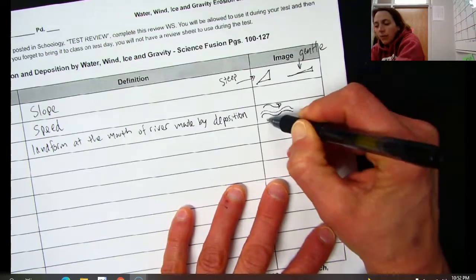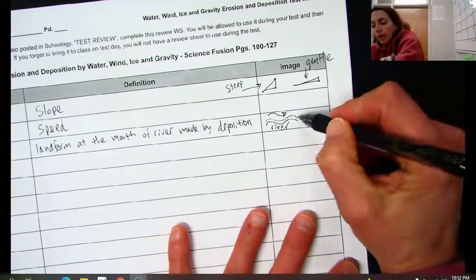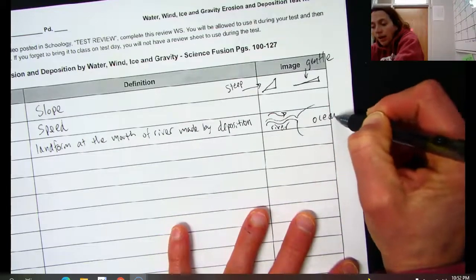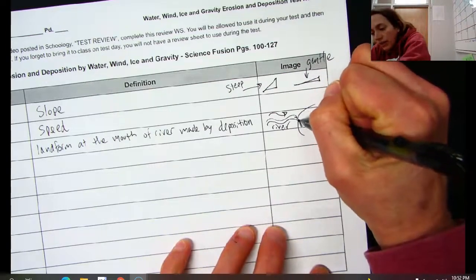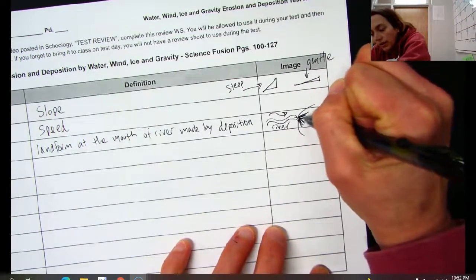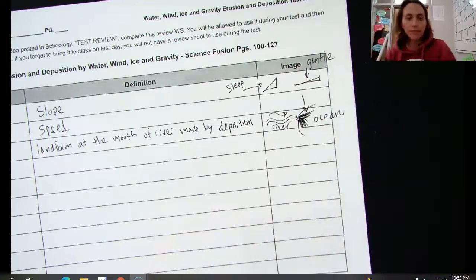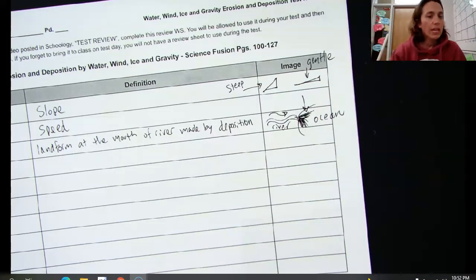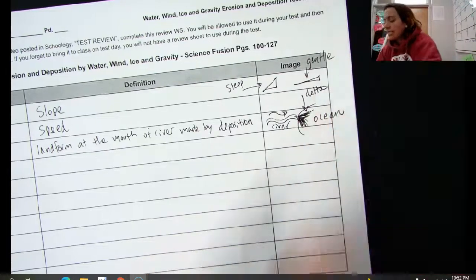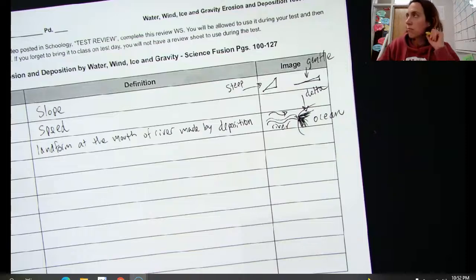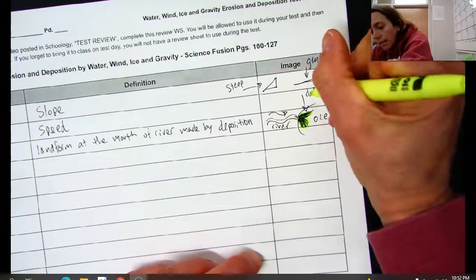Okay, this is my river, in case you're like, what is that, Ms. Heights? It's my river. Okay, and then this is going to be my ocean. And what happens is sediment gets dropped off once that water slows down, when it hits that big body of water like the ocean. So this is going to be my delta, and it's formed by erosion or deposition? Deposition.